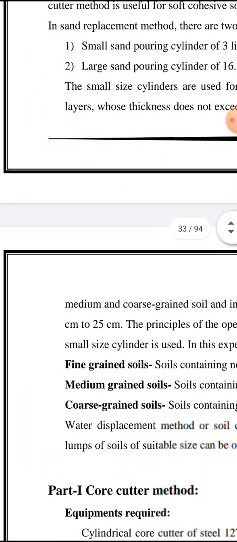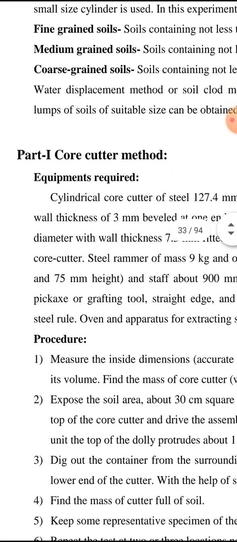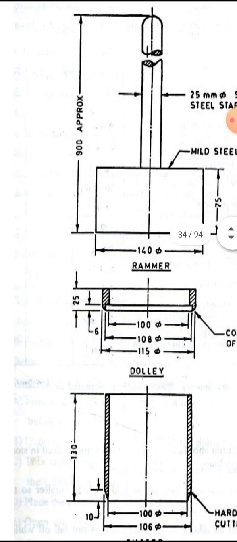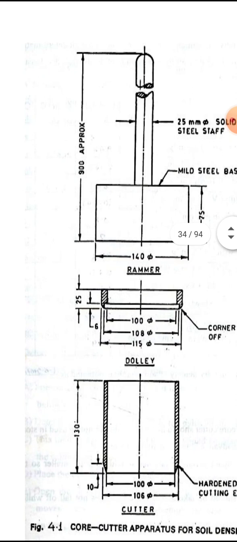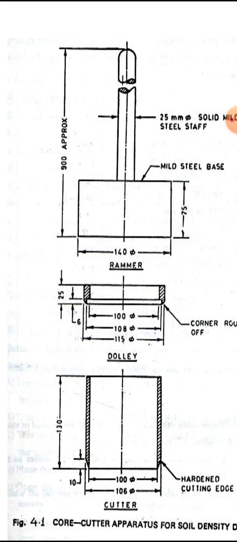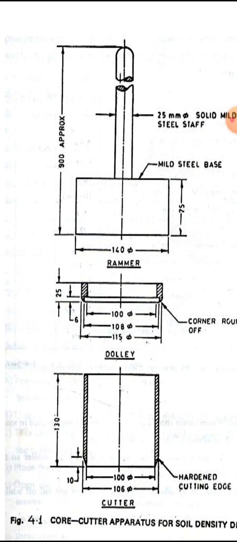Now we are discussing the first method, that is the core cutter method. What are the various apparatus that are used for the determination of the field density, which is measured actually on the ground? These are the three instruments, or apparatus. First is the core cutter, which has a height of 15 centimeter and a diameter of 10 centimeter. On top of that is the cap, which in geotechnical engineering is called a dolly, and the rammer, which is used for the tamping purpose.